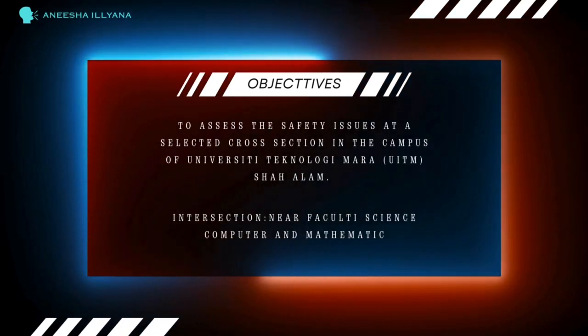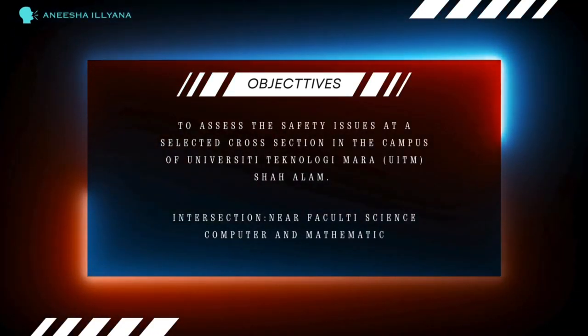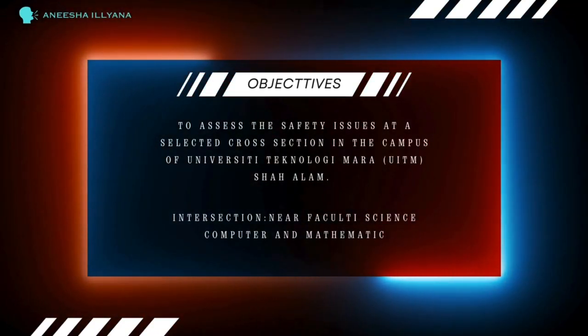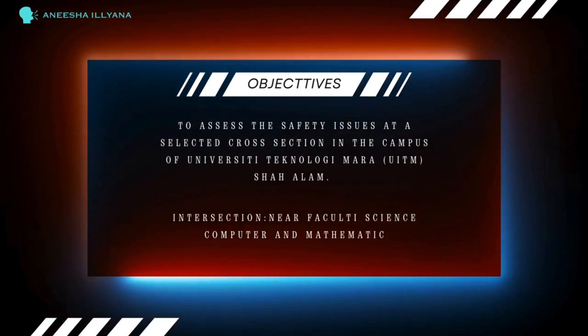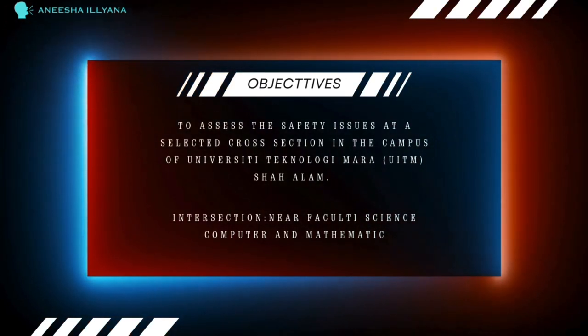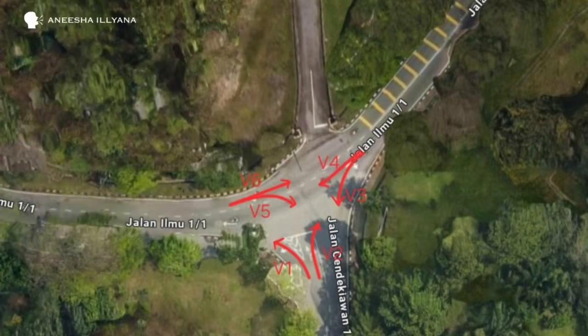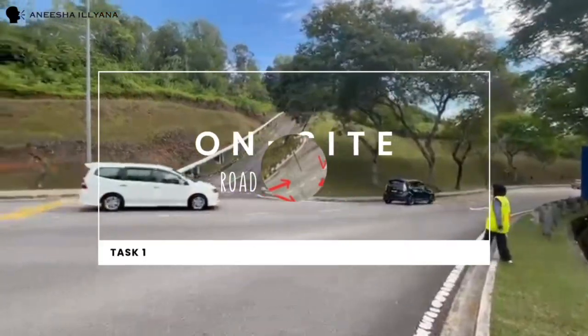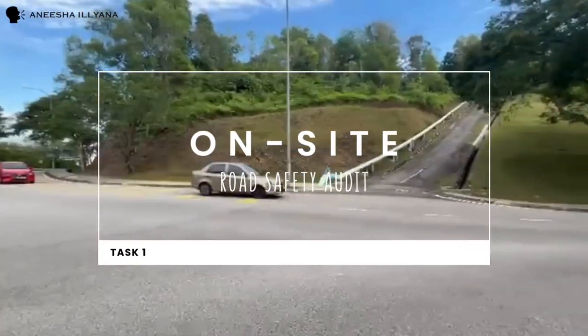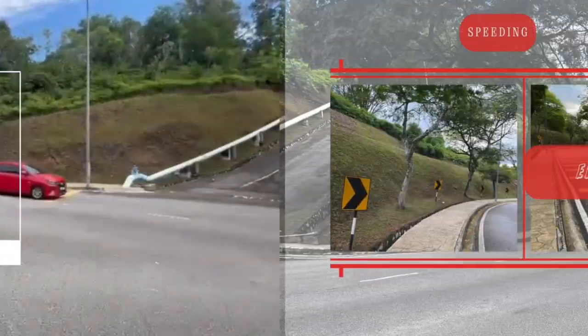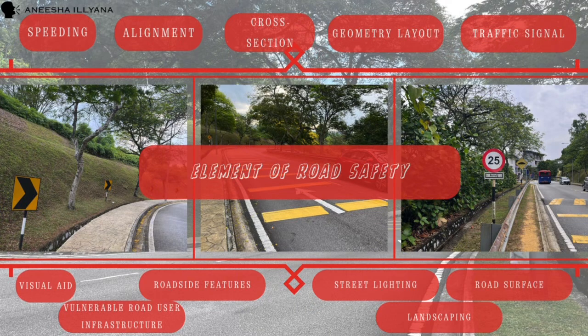The goal of the road safety audit project is to assess the safety issues at a selected cross-section in the campus of University Technology Mara Shah Alam. The selected intersection is at the intersection near Faculty Science, Computer and Mathematics. To achieve the objective of this project, site inspection has been made at the intersection. There are several aspects that we observe for on-site road safety audit.